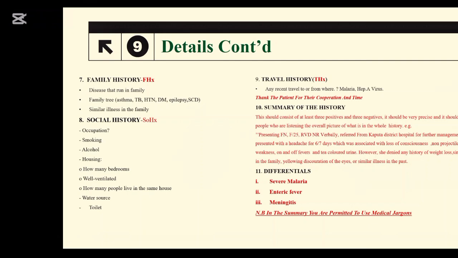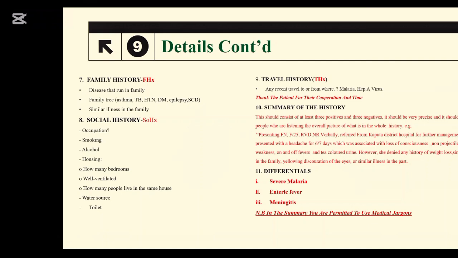So it's very, very cardinal to thank them as you come to the conclusion of your history. From there you can summarize your findings. Now, this is just a typical example of how you make a summary of a history. This should consist of at least 3 positives and 3 negatives. And then the history should be very precise.